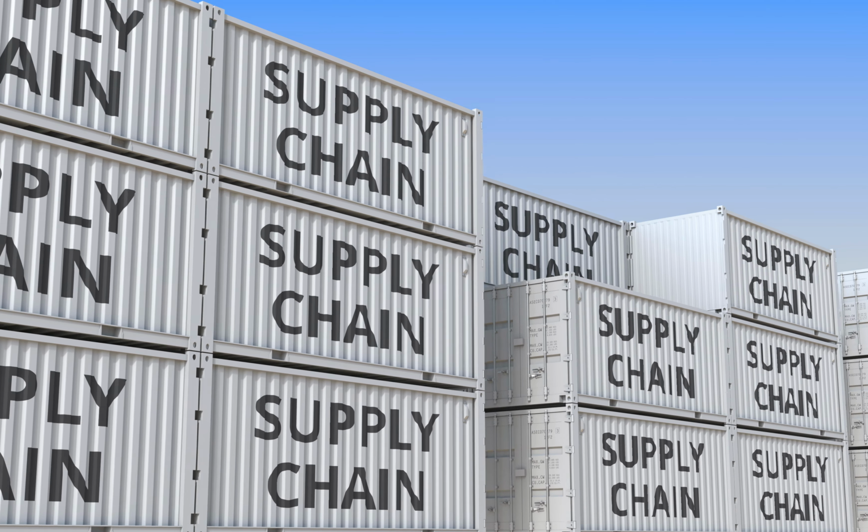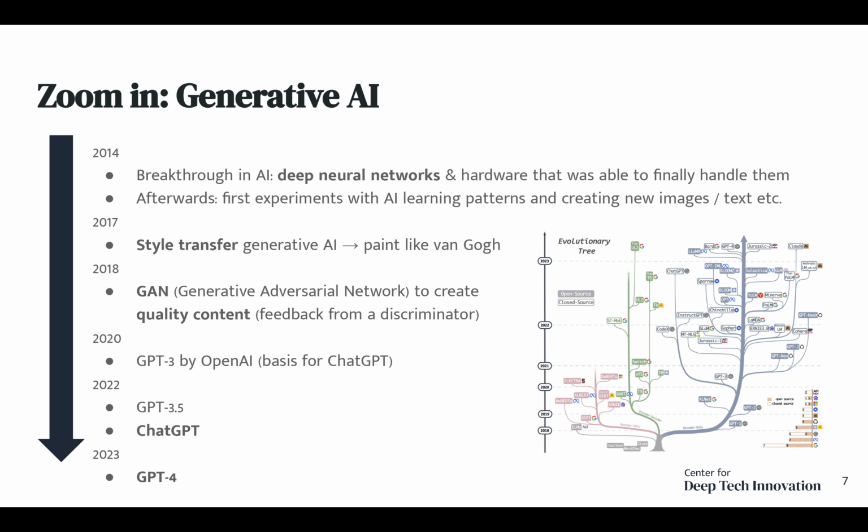In 2018, the same year that GPT-1 was released, NVIDIA also introduced an algorithm called GANs, Generative Adversarial Networks. GANs work by generating new content and then using feedback from a mechanism called a discriminator to improve the quality of the generated content. GANs have been used to create photorealistic images as well as to create new video game characters and even faces that don't really exist.